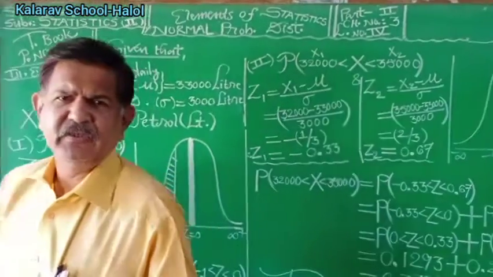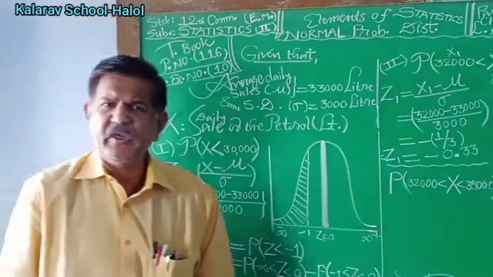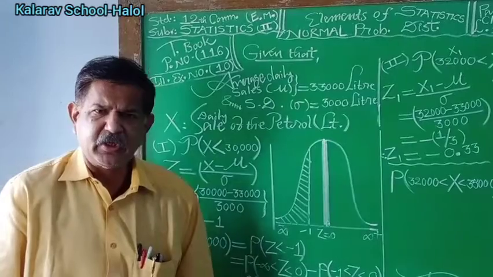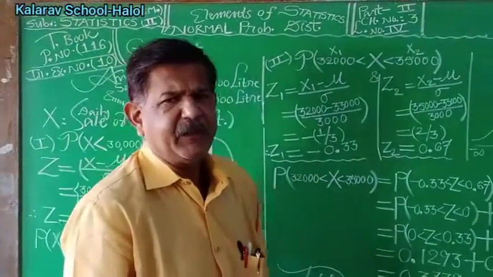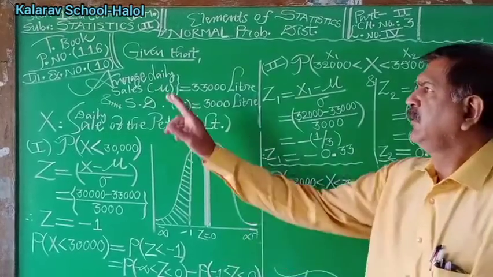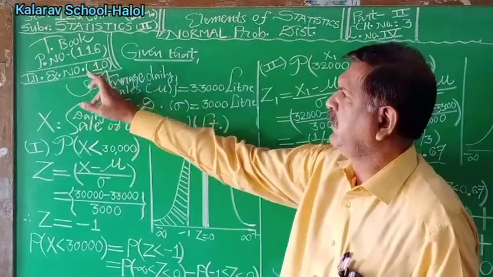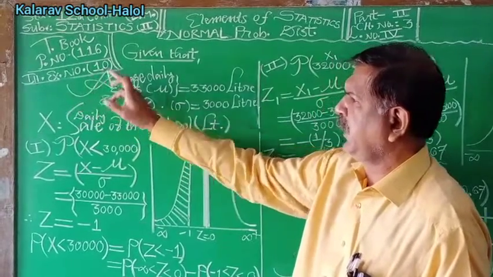Standard 12 Commerce, subject Statistics, Part 2, Chapter number 3, Normal Probability Distribution, in which we take the practical example based on normal distribution. In our textbook Part 2, on page number 160, illustration example number 10.